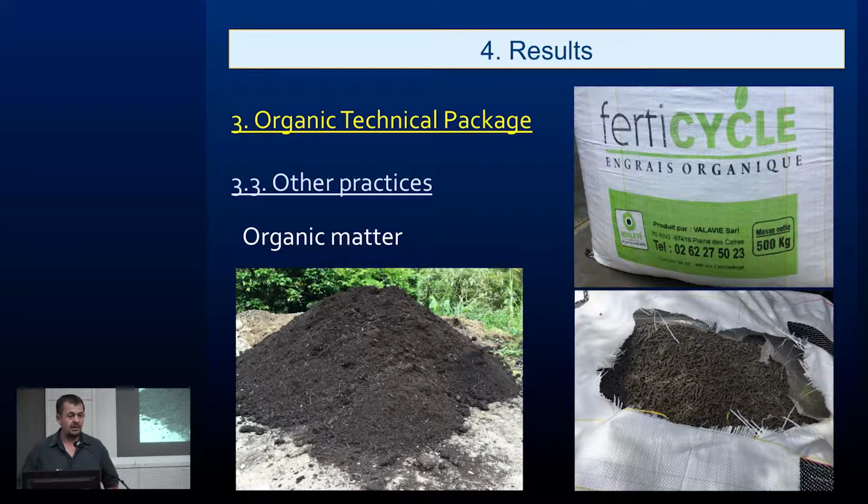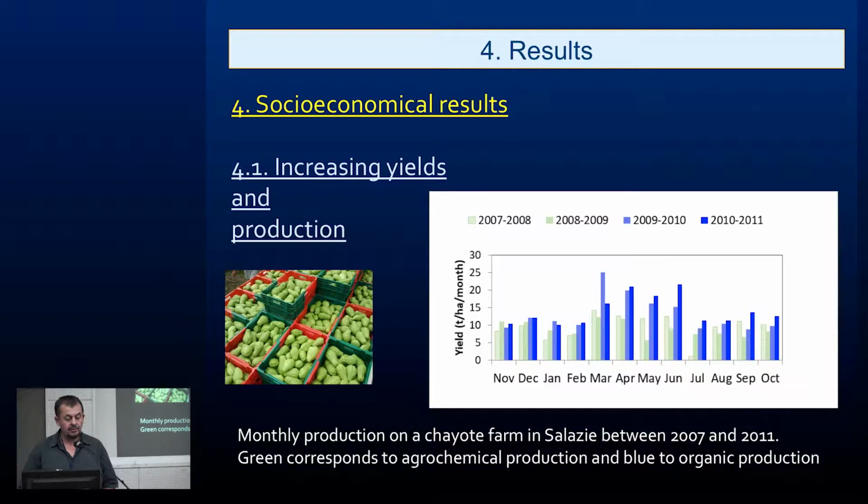We have taken care of the needs of the plants for several decades. Now we have to take care of the health of the soil, mainly by using organic matter to improve its health. For socio-economic results, as you can see, as soon as you suppress insecticide and mineral fertilizer, you are going to reduce the level of fruit flies, and you are going to increase the yield.